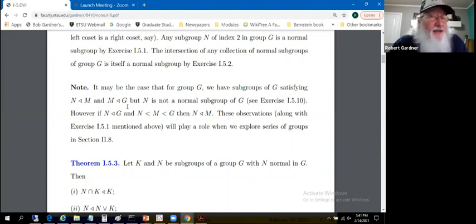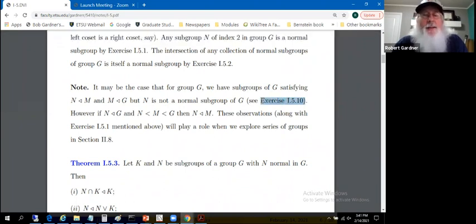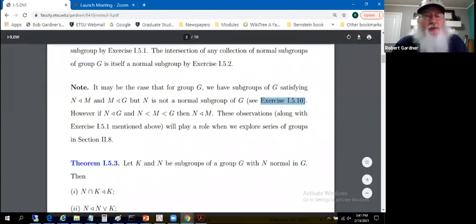But the normality condition doesn't satisfy a transitivity like regular old subgroup stuff does. It may be that N, being a normal subgroup of M, may not be a normal subgroup of G, even though M is a normal subgroup of G. To be shown, probably by example, in exercise 1.5.10. Does that make any sense? Let's go back to the definition. So let's see, N being a normal subgroup of M, what's that mean?